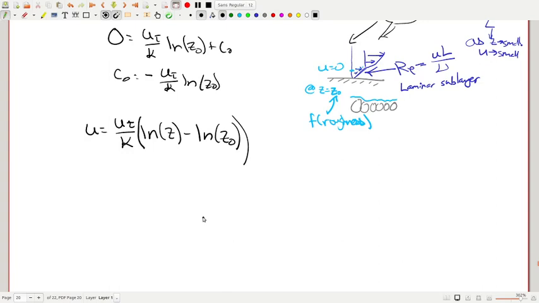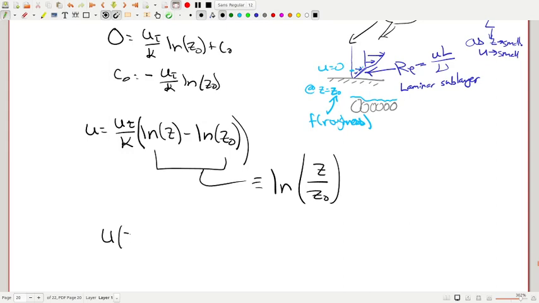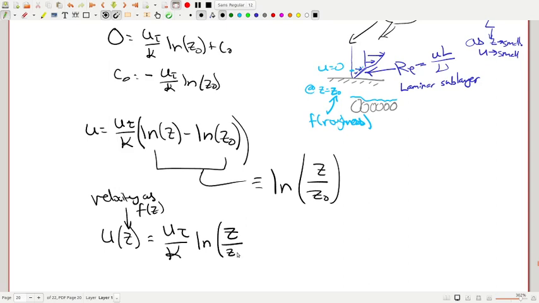And this is where we're going to take advantage of one of the rules of logarithms: if we subtract these two quantities, this is the same as the natural log of the quantity z over z naught. And from this, we get the law of the wall, in which I write u of z, velocity as a function of elevation above the bed, is equal to u tau over kappa. So the force driving turbulence divided by this coefficient that's relating shear to turbulent intensity, times the natural log of the elevation above the bed divided by some roughness length scale.